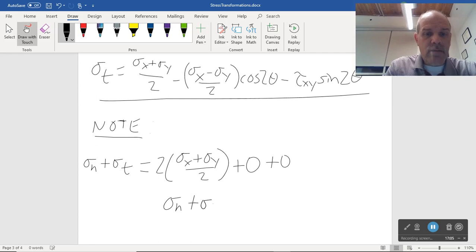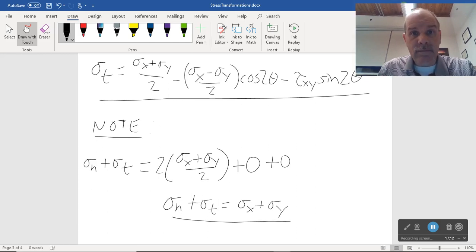Sigma n plus sigma t has to be equal to sigma x plus sigma y. Okay? That is a given. That is something you can use if you're doing something like this. You can turn around and say, okay, did I get it right? Here's your quick dummy check, as they're called, right? You can say, okay, do my axial stresses still add up to what they were originally? If they don't, I've done something wrong. I've got to go back and try again. If they do, I'm not provably wrong. I'm not necessarily 100% right either, but at least I can prove that I'm not terribly wrong.